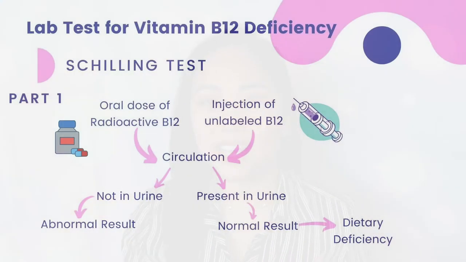part one is when the person's given an intramuscular dose of unlabeled vitamin B12 and there is a radioactively labeled vitamin B12 taken orally at the same time. And so since your intramuscular injection saturates all of your cobalamin receptors, the ideal result for part one is that the radioactively labeled vitamin B12 would show up in your urine.